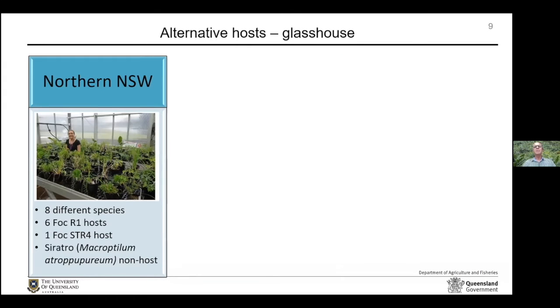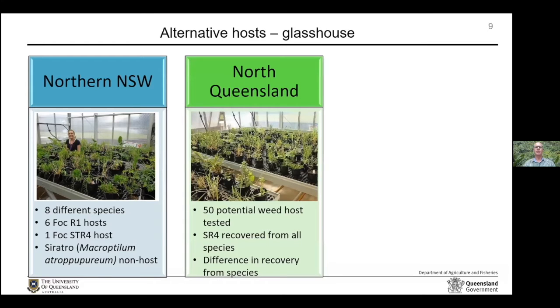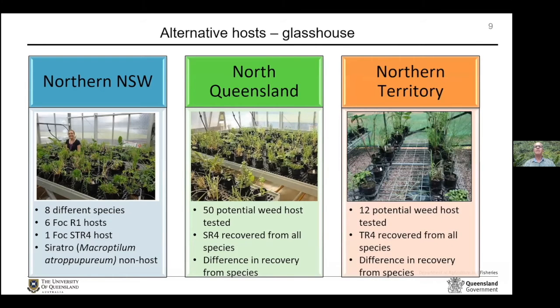The main weed species were then taken into the glasshouse, and in northern New South Wales, 8 different species were tested in inoculated studies, and 6 were found to be hosts to race 1 and 1 to subtropical race 4, with one species, Ceratro, found to be a non-host. In North Queensland, 50 potential weed hosts were tested, with subtropical race 4 recovered from all of them. And the same story was true for the Northern Territory, where 12 different potential weed hosts were tested.